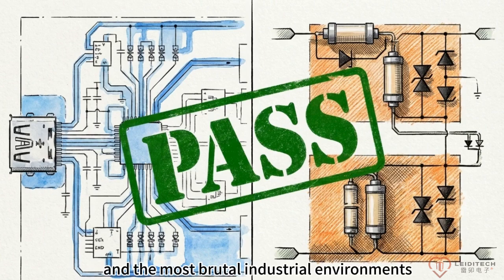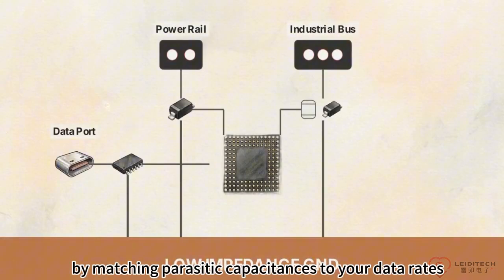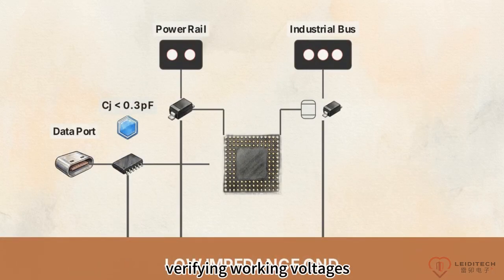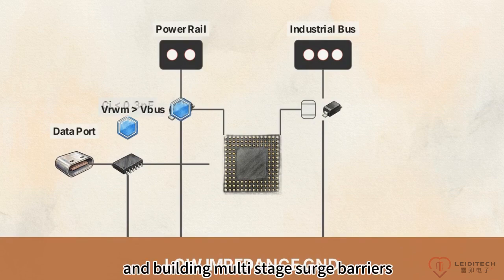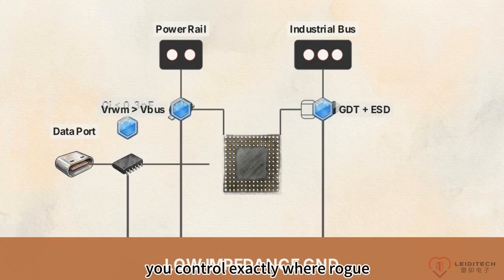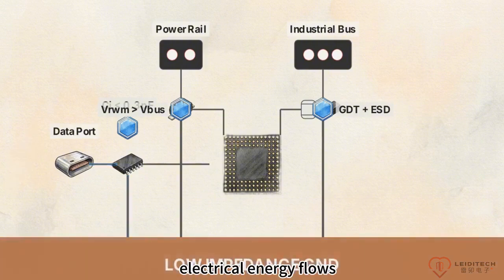brutal industrial environments. By matching parasitic capacitance to your data rates, verifying working voltages, and building multi-stage surge barriers, you control exactly where rogue electrical energy flows.